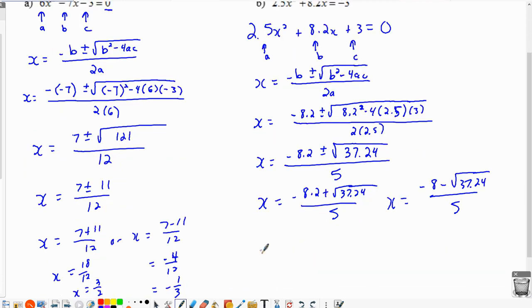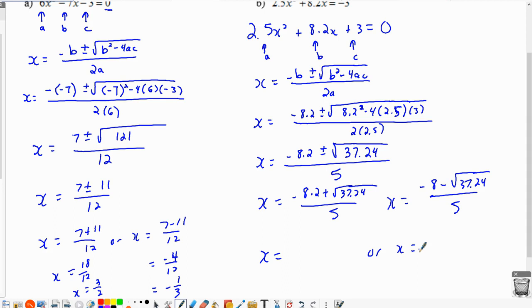I think I have no chance here, because I don't think square root of 37.24 does anything nice. Unless it's 6.8. Is it 6.8? I don't think it is. That'd be closer to, no. So I reach for my calculator. I'll be disappointed if square root of 37.24 is something nice. I think it's something disastrous.